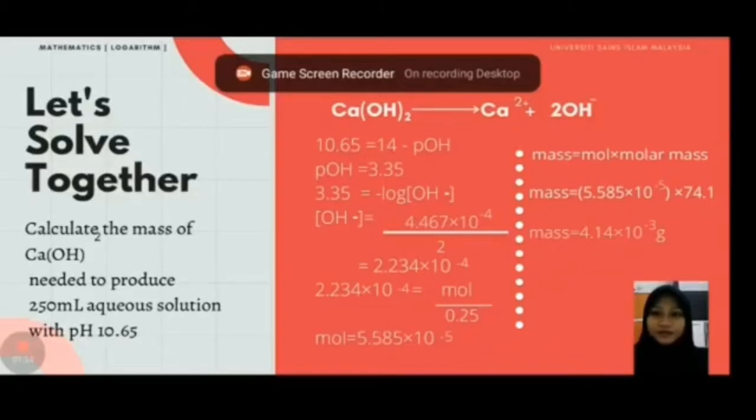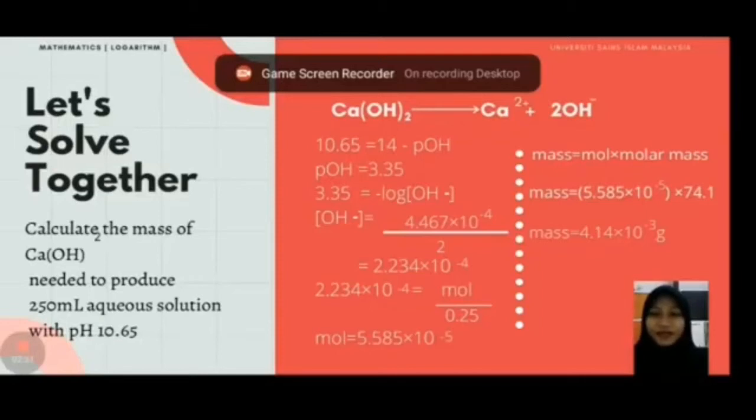Next, to get the mole of the solution, we use the formula mole over volume equals molarity. We already have the concentration, also known as molarity, which is 2.234 times 10 to the power of negative 4. Then we substitute it into the formula. We also already have the volume, which is 250 milliliters, but we need to convert it into liters first. So it will be 0.25 liter. So we get the mole by 2.234 times 10 to the power of negative 4 times 0.25. Then we get the mole, which is 5.585 times 10 to the power of negative 5.